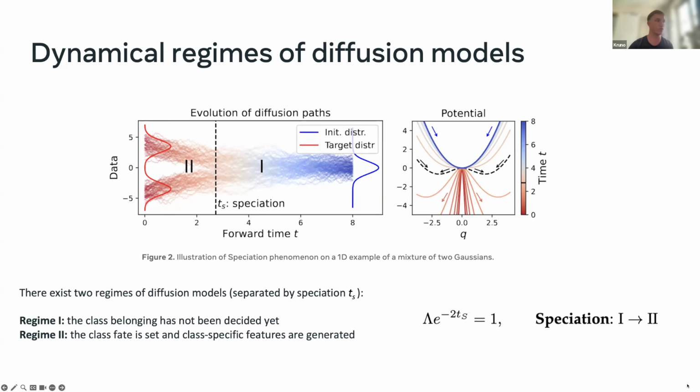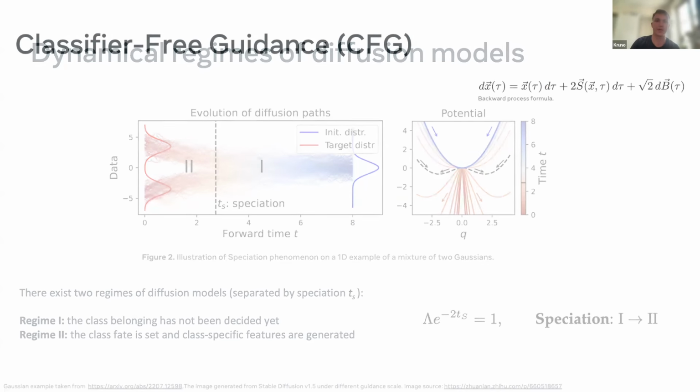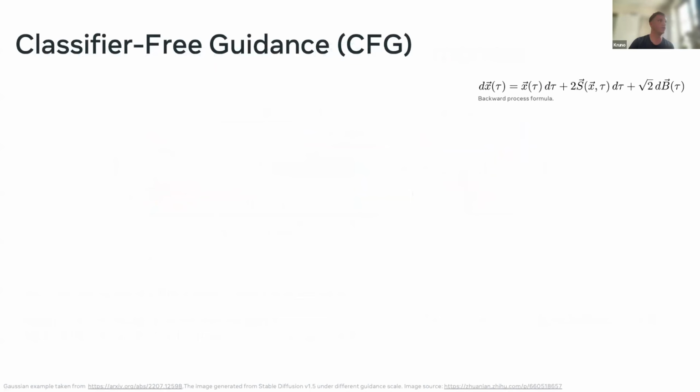So it's much more broad than just high dimensional Gaussians. So this is basically the first introductory part. The second introductory part, I'm just going to briefly mention classifier-free guidance so that we're all on the same page. In this standard backward process formula, here we just use a score.